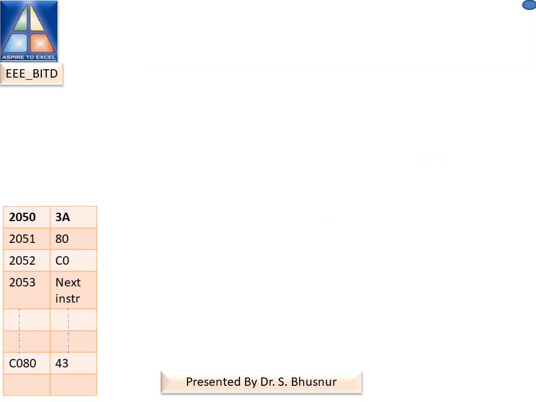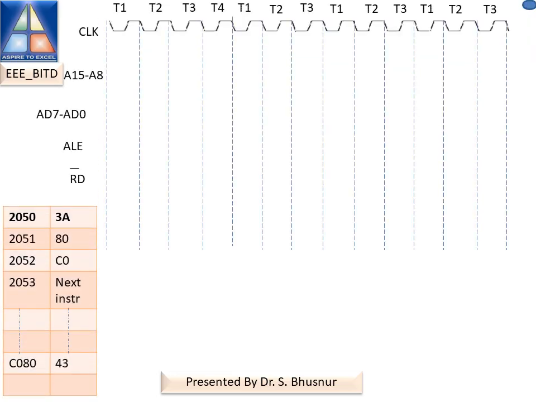Now let us discuss the timing diagram. As we have already discussed, we have 4 machine cycles. The first one is the opcode fetch with 4 clock cycles, followed by 3 memory read machine cycles, each of 3 clock cycles.